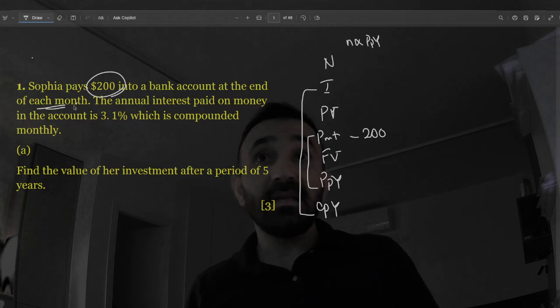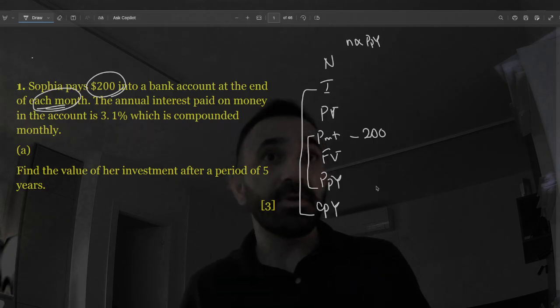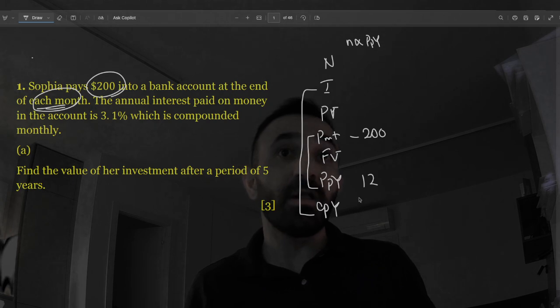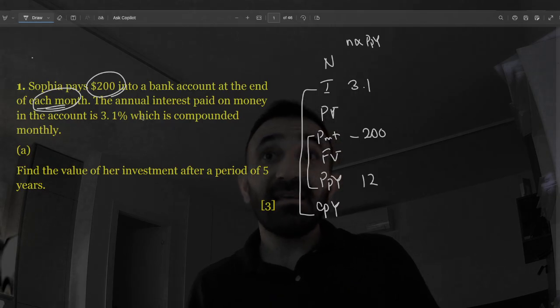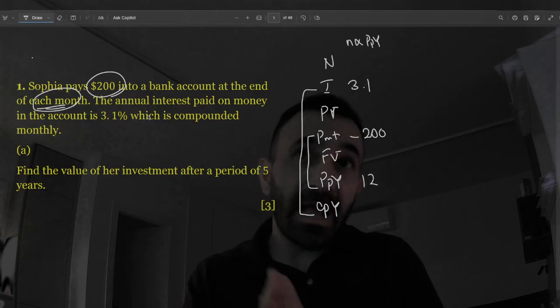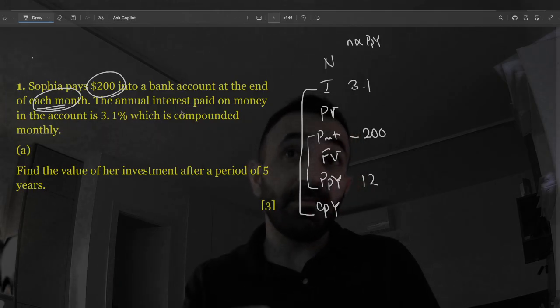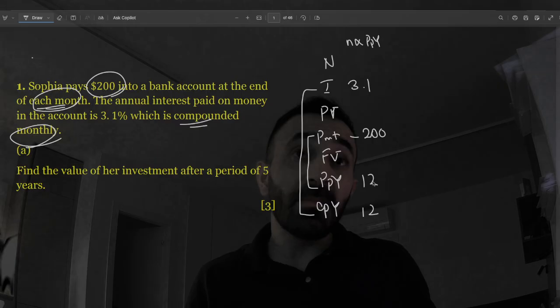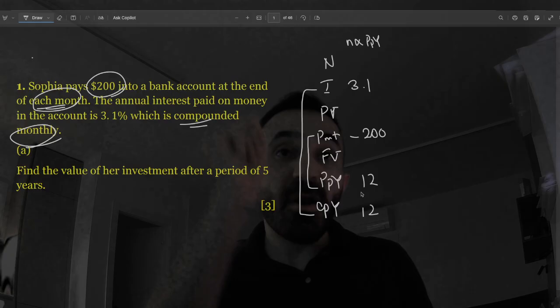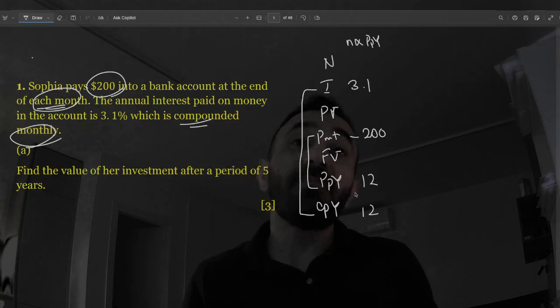PPY is the number of payments per year. It's monthly, so it's going to be 12. What is I? The interest rate in this case is 3.1. And what is CPY? CPY is the term after annual interest. It says compounded monthly, so CPY is 12. But remember, the reasons for this 12 and this 12 are different. PPY is the number of payments per year. CPY is 12 because it's compounded monthly.